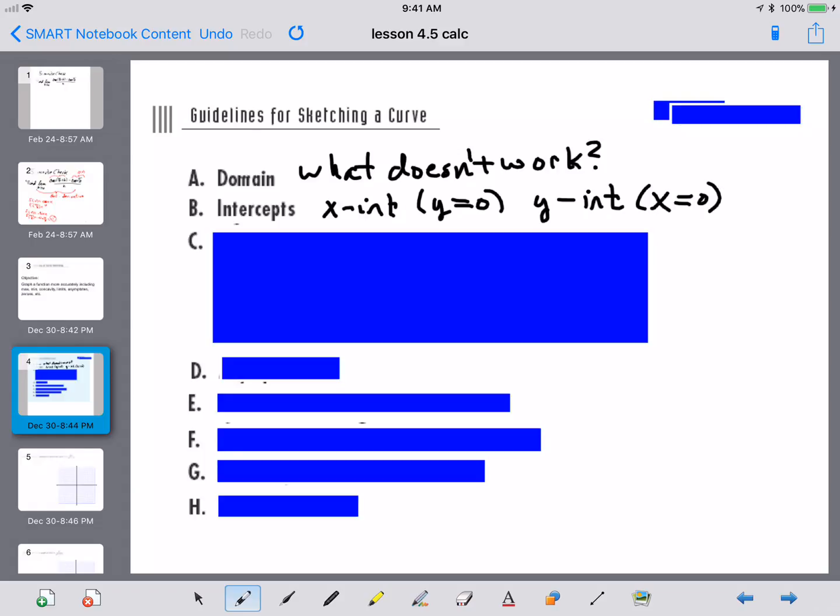You can only have one y-intercept. You may have multiple x-intercepts. You may not have a y-intercept, but if you do, the most you will ever have is just one.